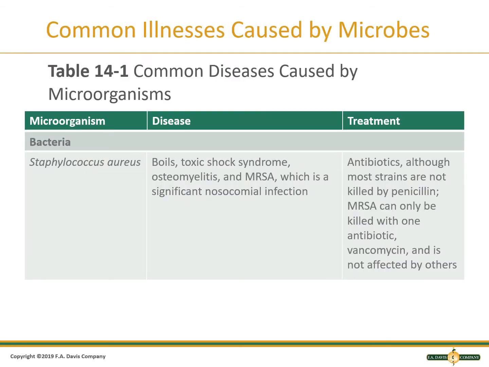So here is an example of common illnesses caused by microbes. Staphylococcus aureus basically causes boils, toxic shock syndrome, osteomyelitis, and MRSA, which is a significant nosocomial infection. The treatment is antibiotics, though most strains are not killed by penicillin. And MRSA can only be killed with one antibiotic, which is vancomycin, and is not affected by any others.